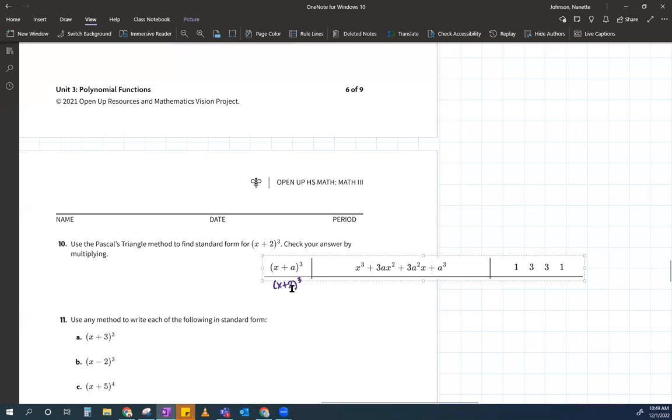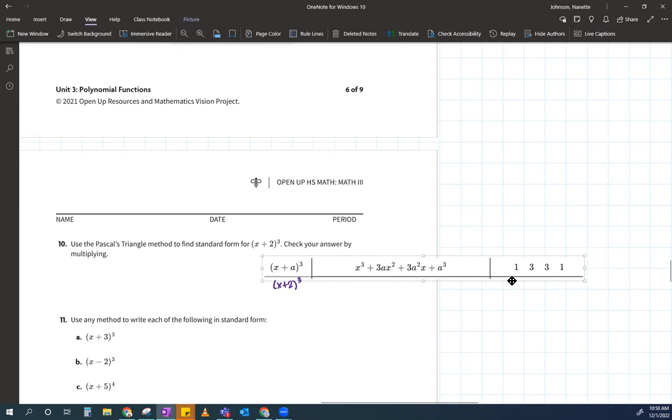Yeah, a is 2. Very good. A is 2. Thank you. And who is x? I know you guys are like, what, Ms. Johnson? X is X. Exactly. X is X and A is 2. That's important. The reason why that's important is because now you're going to build this.